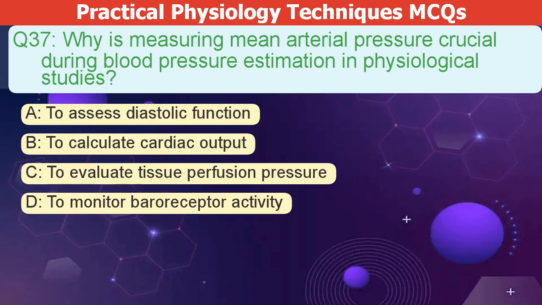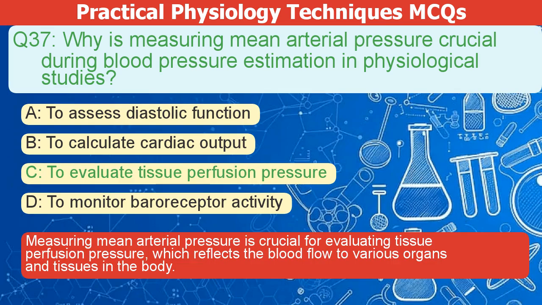Why is measuring mean arterial pressure crucial during blood pressure estimation in physiological studies? A. To assess diastolic function. B. To calculate cardiac output. C. To evaluate tissue perfusion pressure. D. To monitor baroreceptor activity. The correct answer is C. Measuring mean arterial pressure is crucial for evaluating tissue perfusion pressure, which reflects the blood flow to various organs and tissues in the body.